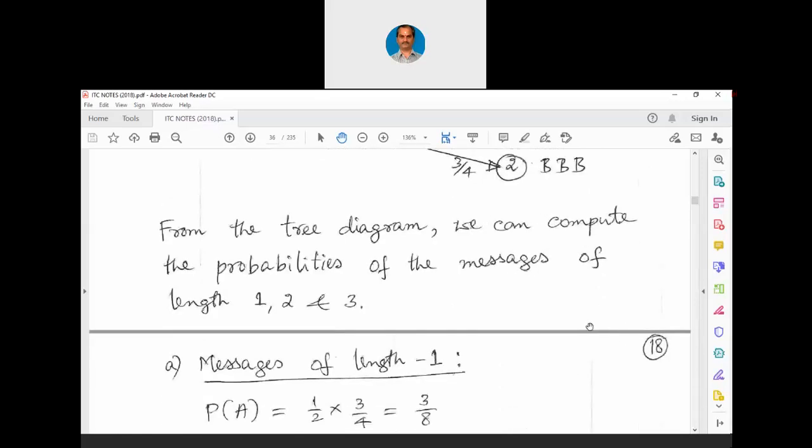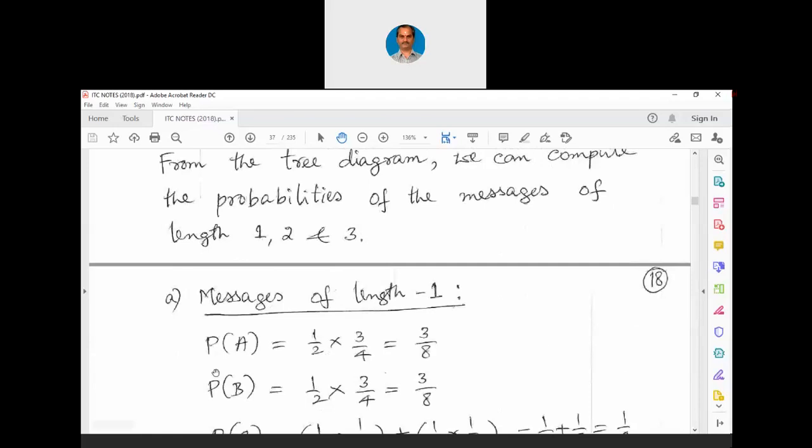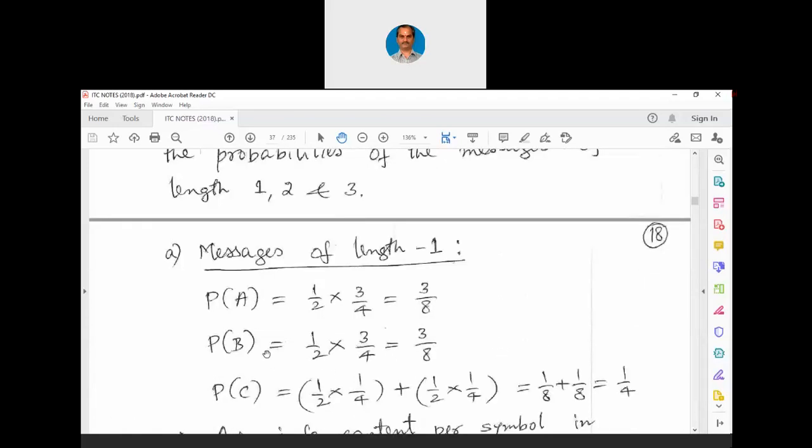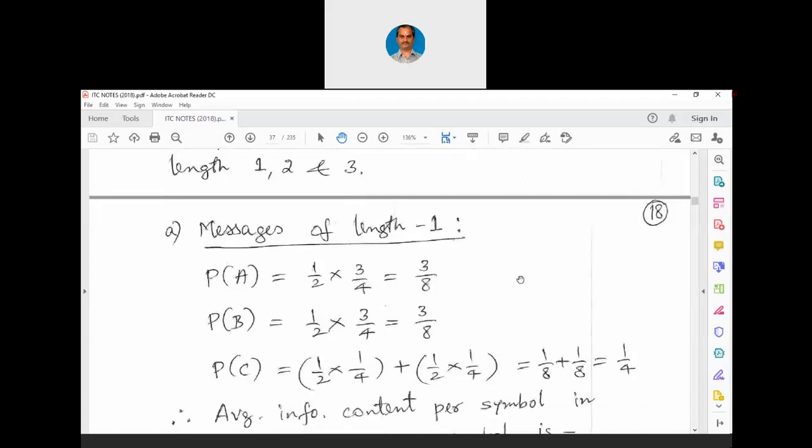So now, messages of length 1. P of A is half into 3/4 is 3 by 8. P of B is half into 3/4 is 3 by 8. P of C is half into 1 by 4 plus half into 1 by 4 equals 1 by 8 plus 1 by 8 equals 1 by 4. This is because C is occurring in both the tree diagrams, whereas A and B are occurring in only a single tree diagram. That is why this is the messages of length 1.